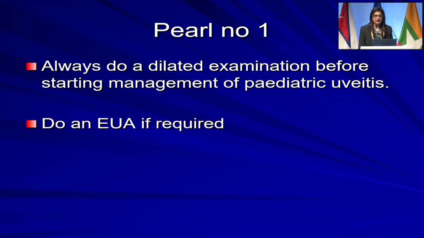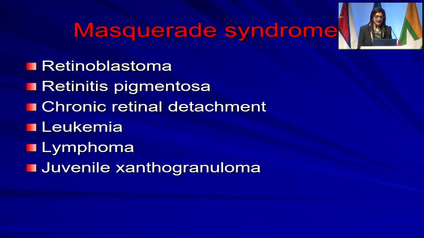So pearl number 1 is, whenever you think of pediatric uveitis, we tend to think of anterior uveitis. But pediatric uveitis can involve the posterior segment, so always do a dilated examination in a pediatric child before you label the patient as an anterior uveitis. Especially in children, you may need to do an examination under anesthesia. That is something that we cannot avoid. So before you label the patient, before you send for investigation, see that you do a dilated fundus examination, if needed under sedation or anesthesia.